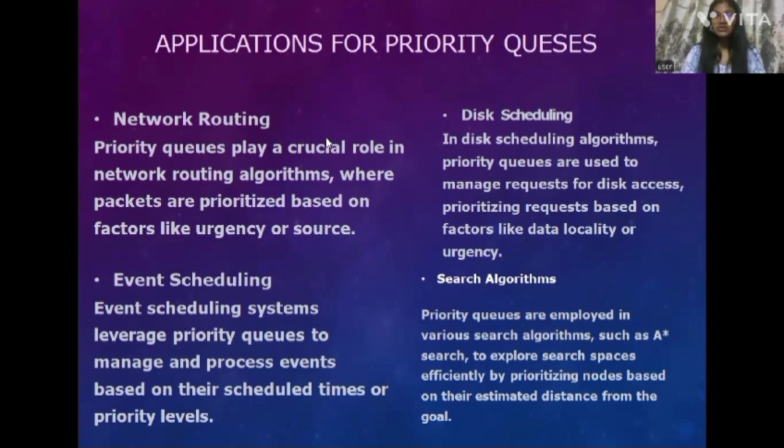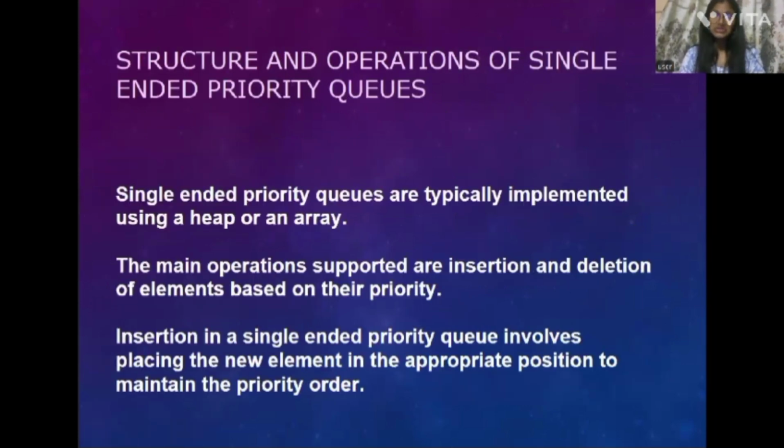Structure and operations of single-ended priority queues. Single-ended priority queues are typically implemented using a heap or an array. The main operations supported are insertion and deletion of elements based on their priority. Insertion in a single-ended priority queue involves placing the new element in the appropriate position to maintain the priority order.